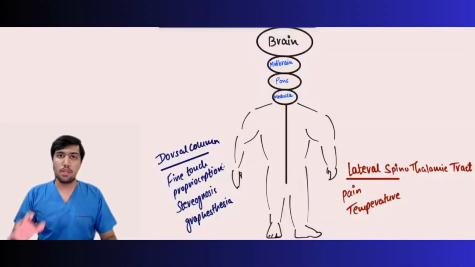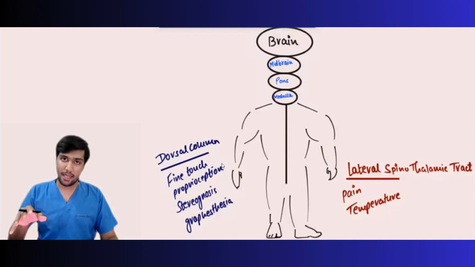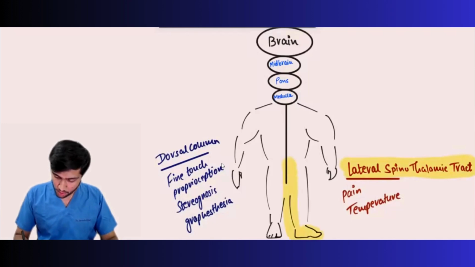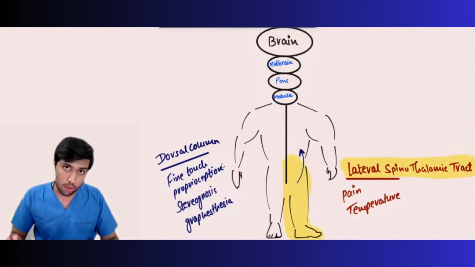So let's put all the tracks that we have studied in the previous parts together in this one single diagram and make it easier for us to understand. And let's start with the sensation of pain and temperature, which are carried by your lateral spinothalamic tract. So for example, let's take this left lower limb of yours. The sensation of pain and temperature will be carried by your first order neuron towards your spinal cord.